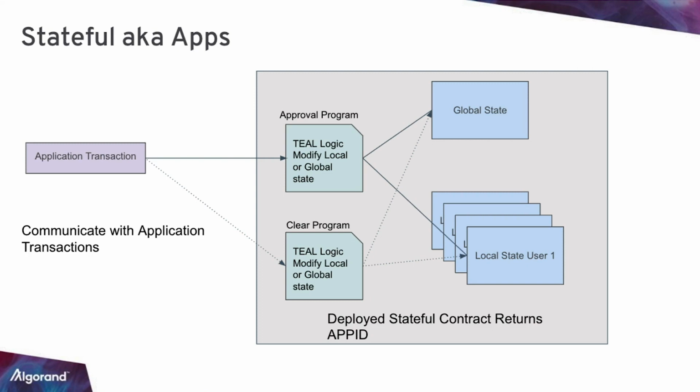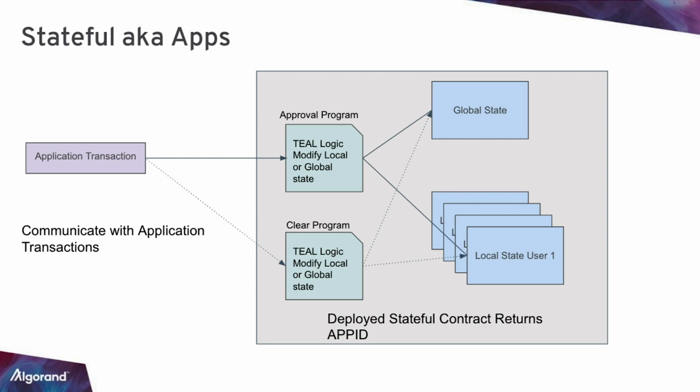You'll notice that I have two programs here. That's because every stateful smart contract does have two programs. We have what we call an approval program and a clear program. I'll explain why we have two of those in just a moment. But primarily, these stateful smart contracts are going to manipulate state for every user who opts in, or modify global state.